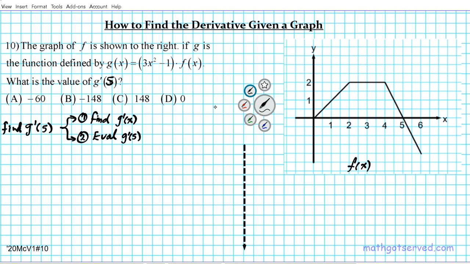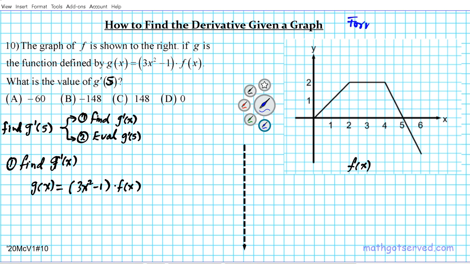So for part 1, we're going to find the derivative of the function, g prime of x. g of x is given by the quantity 3x squared minus 1 times f of x. So how do you differentiate a scenario like this? Notice you have a product, so that should tell you what formula we're going to use. We're going to be using the product rule.